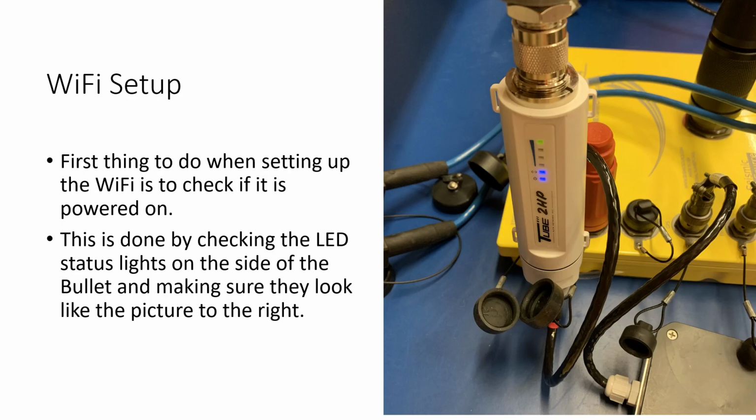So the first thing to do when you're setting up your Wi-Fi network is to make sure that your bullets are actually powered on. This is done by checking the LED status lights on the side of the bullet and making sure they look like the picture to the right.